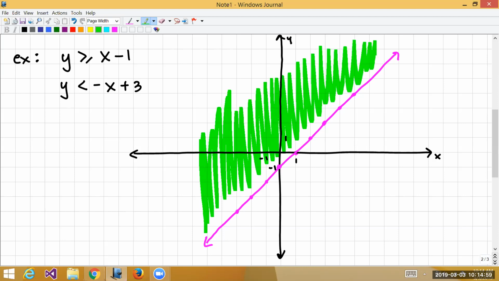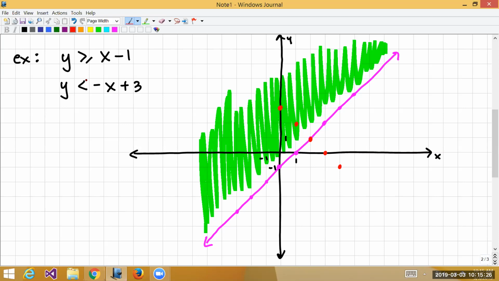Okay, now let's do a different color for the other line. Now we want y is less than negative x plus 3. So 1, 2, 3 on our y-axis. Our slope now is negative 1, so it's negative 1 over 1. So that would mean down 1 to the right 1. We can go ahead and draw a few points.